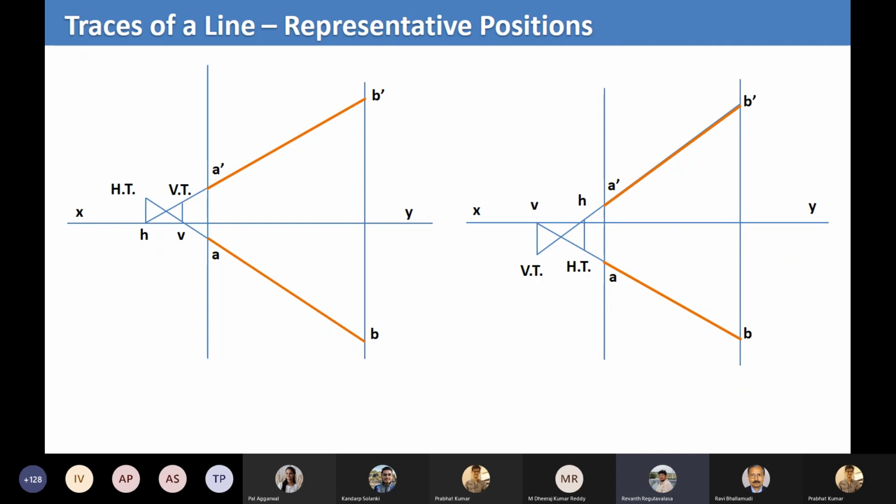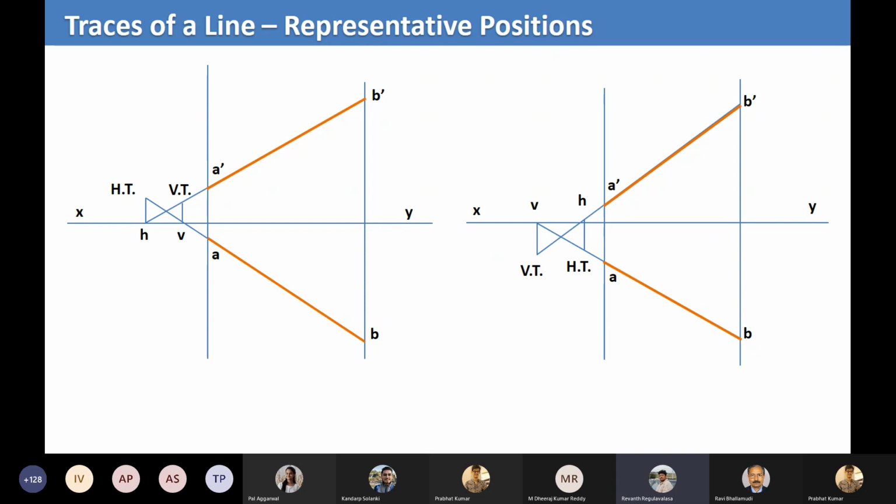Now let us go back to basics. What is a vertical trace? The vertical trace is the intersection of the line with the vertical plane, and the projection of the vertical trace is small v. This is the definition you need to remember. Similarly, the horizontal trace is the intersection of the line with the horizontal plane, and the projection of HT on the XY line is small h.